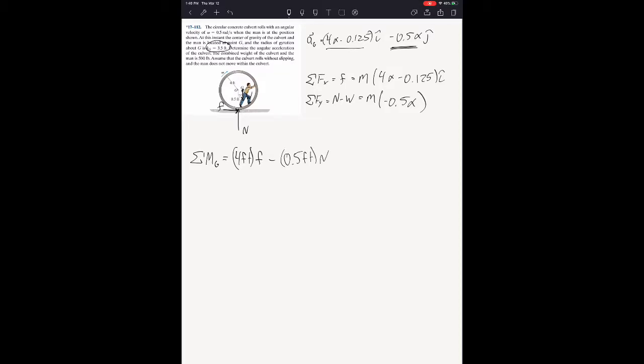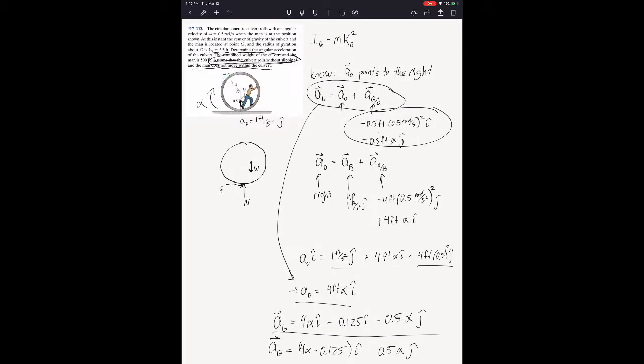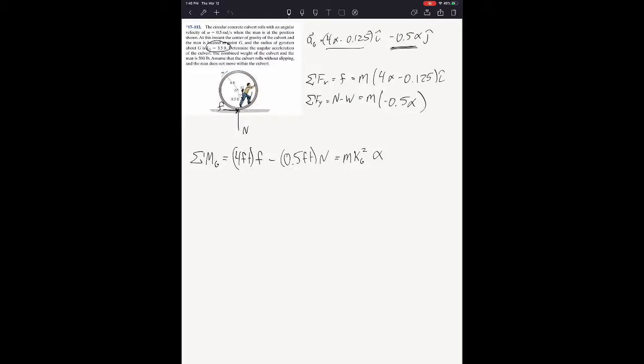The weight force does not create a moment about G, and this is equal to I_G alpha. I_G is equal to the mass times the radius of gyration, which is given, squared, times alpha. The way I drew alpha on my picture and wrote in my equations, it's clockwise, so I really need to label it as being negative here. So I'm going to throw my negative sign into this equation as well. My alpha is negative. All right, so big question. How many equations? How many unknowns?